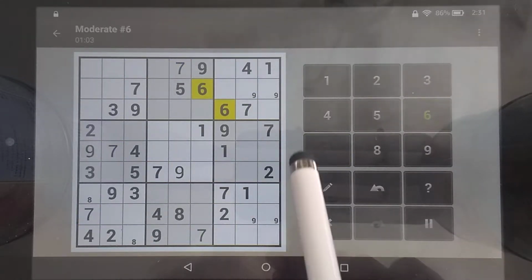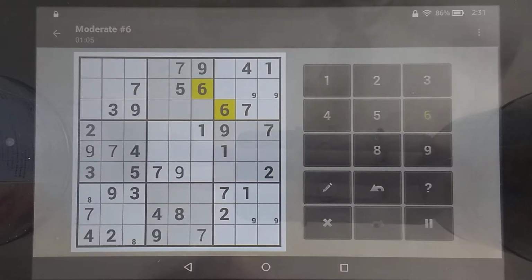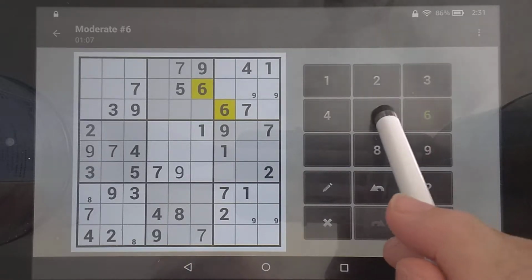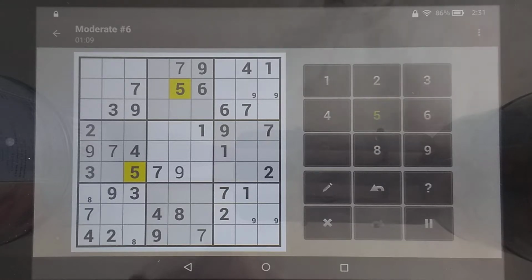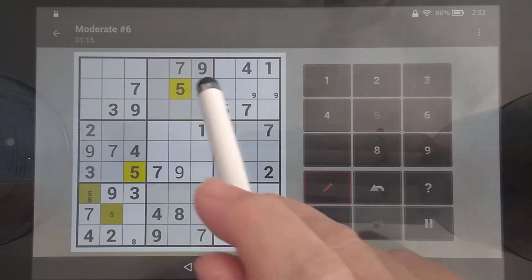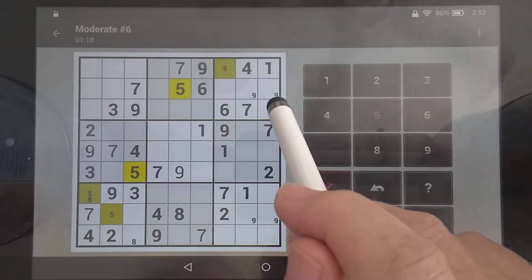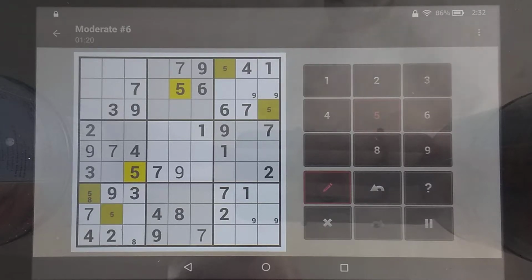The 6s, not a lot of info to go on. We're going to skip them. Moving to the 5s. This 5 blocks out this column, so it has to be here or here. This 5 blocks out that row, so this 5 needs to be there or there.